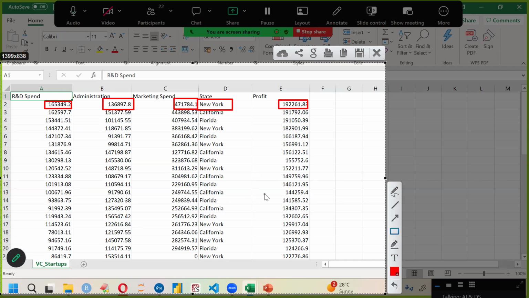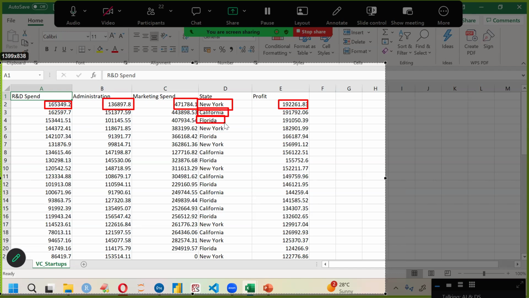Fine. So first point, we should identify what type of data the columns consist of. R&D consists of numeric data, administration, numeric data, marketing spend, numeric data. And if you come to the state, we have three different states here. This is categorical data. We have three categories: one is New York, one is California, and another is Florida.